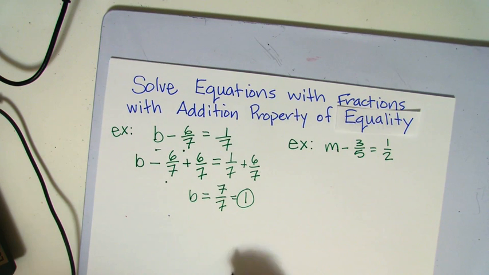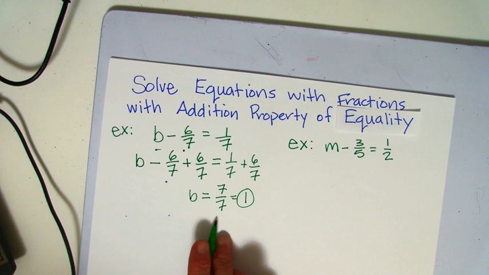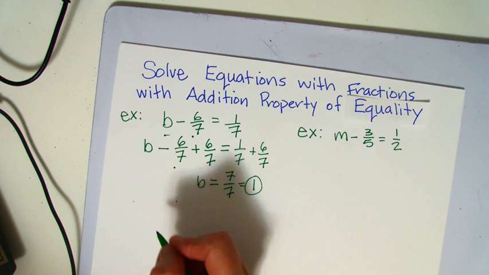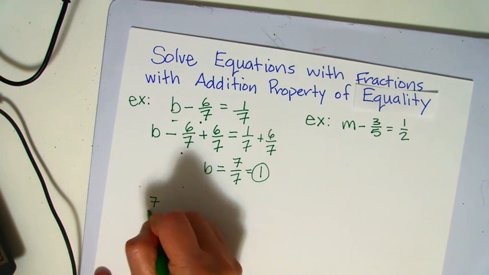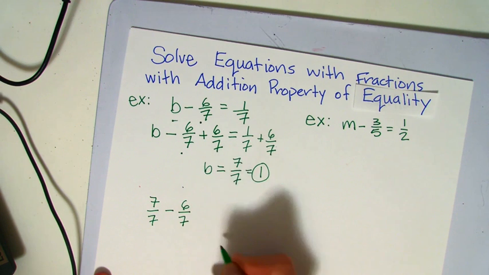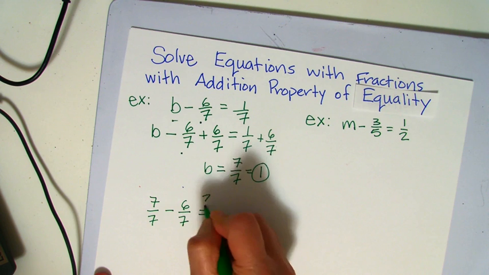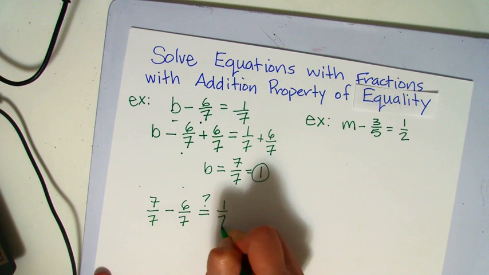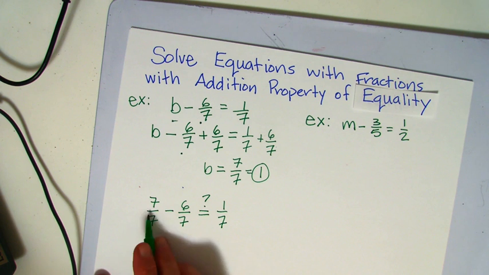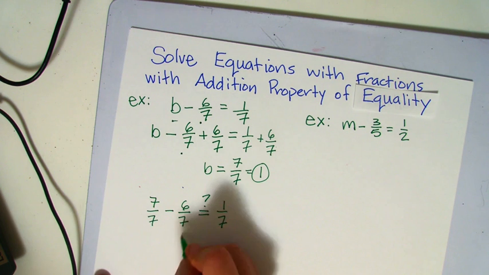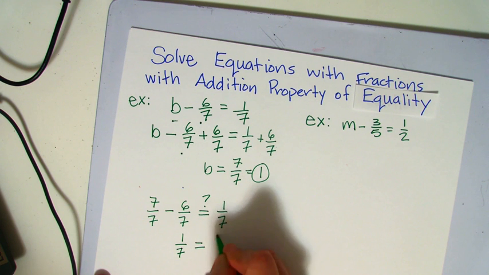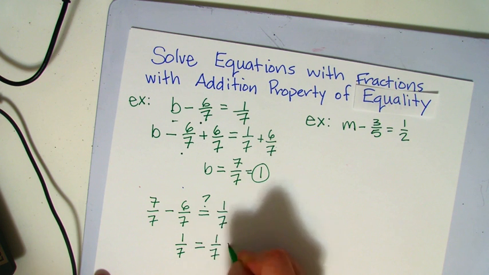It's a good idea to double check your work. I'm going to plug in 7/7 into my original equation. 7/7 minus 6/7 is 1/7. Does this equal 1/7? When I subtract 6 from 7, I get 1, or 1/7, which does in fact equal 1/7.